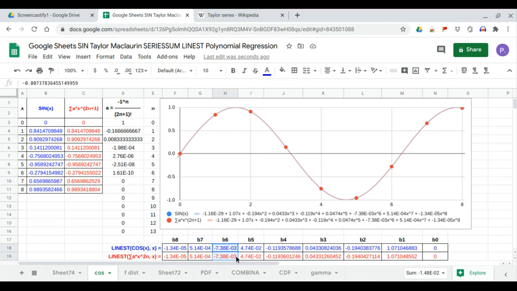And B6, that's 7.83 times 10 to the minus 3. B7, 5.14 times 10 to the minus 7. And B8, negative 1.334 times 10 to the minus 5. This completes the use of array formula to generate the SINE function, the series sum to generate the Taylor Maclaurin series expansion, and LINEST to generate the polynomial regression of the SINE function.